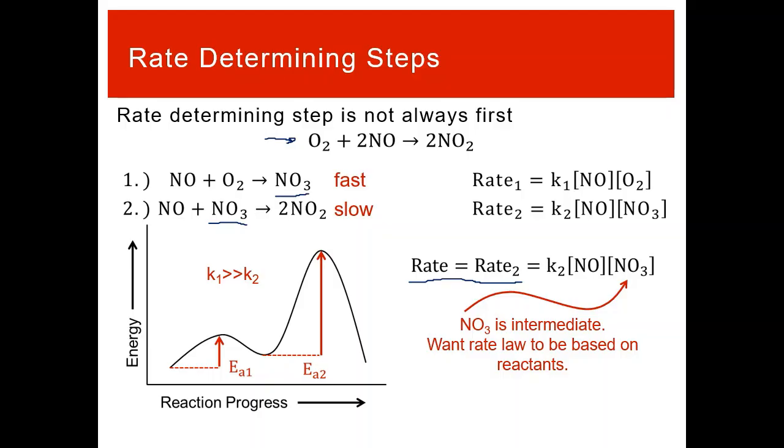What we want is a rate law expression that is based off actual reactant concentrations, because that's how you actually set up your reaction mixture. So we're going to need to do some algebra work to get rid of that NO3, to figure out what the concentration of NO3 is based on the concentrations of reactant species.